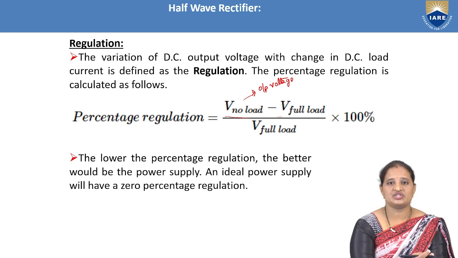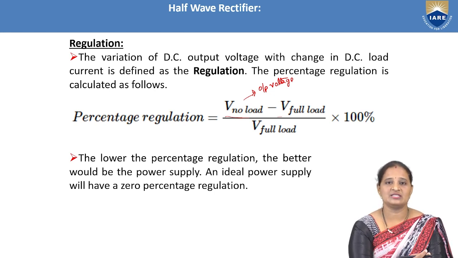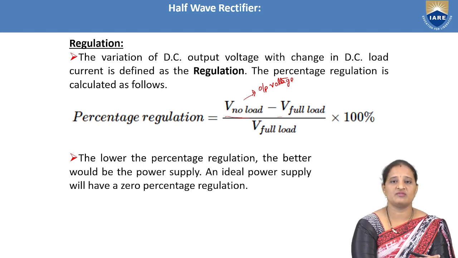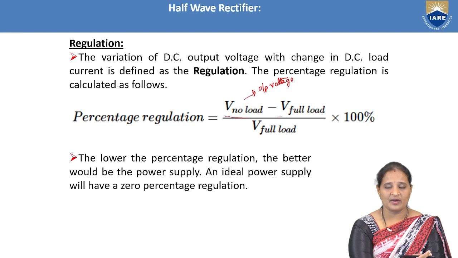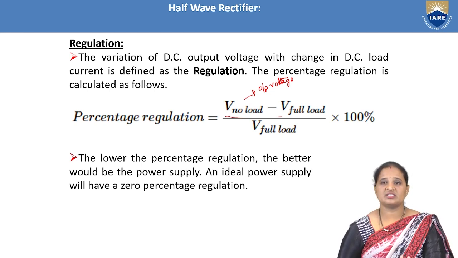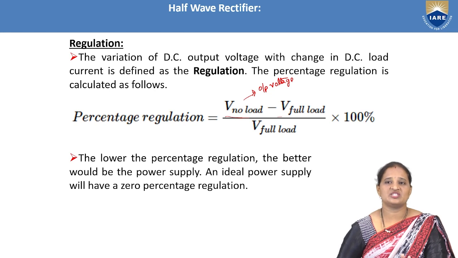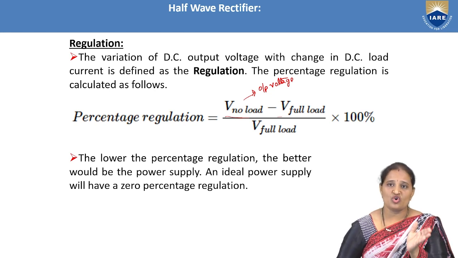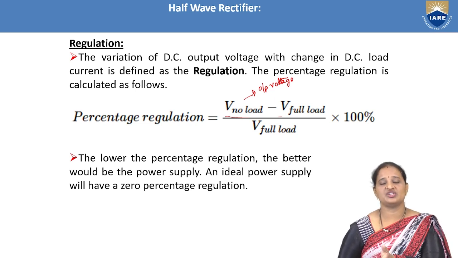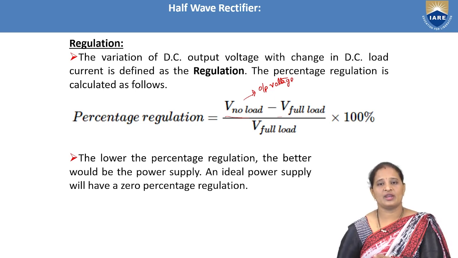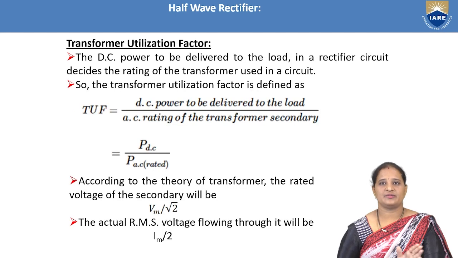So if the percentage regulation is low, then it is said to be a good power supply. That means the performance of that power supply is very good. So for a better regulated power supply, the percentage regulation must be very less. That means there should not be any variations in the output voltage, even if there is a variation in the load resistor or load current. It has to be constant.